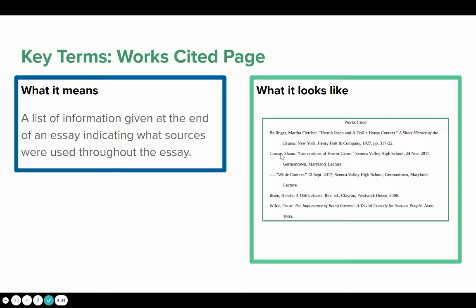You'll also see here Krauss, and then the next one just does dash, dash, dash. That's because this student reused another source by Sean Krauss, using Sean Krauss's slideshow, conventions of horror genre, and then Wilde context as well. If you use a source that we create, you can use the same citation process on your works cited page. And if you repeat the same author, you can just do that dash, dash, dash.